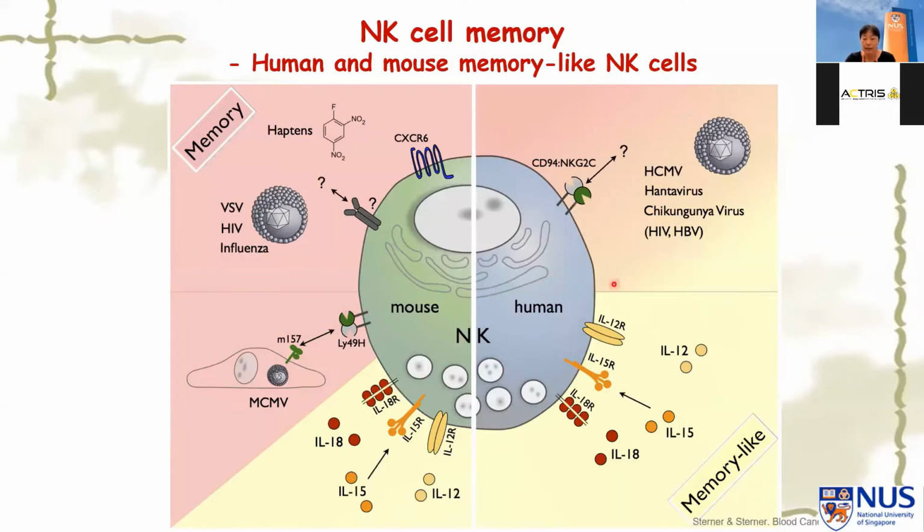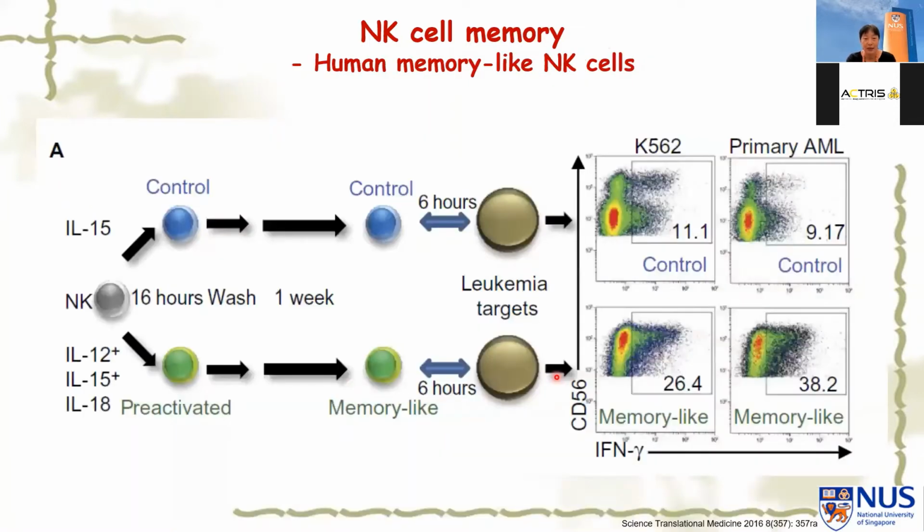Also in the cytokine stimulation settings, in both human and mice, there are memory-like NK cells. They are not antigen specific, but if you stimulate them with the cytokine combination of IL-12, 15, and 18, and then use IL-15 alone to re-stimulate, you get a heightened NK memory response. So it's called memory-like. These memory-like NK cells have been used in the adoptive therapy setting by adoptively transferring those cytokine pre-activated NK cells or memory-like NK cells.